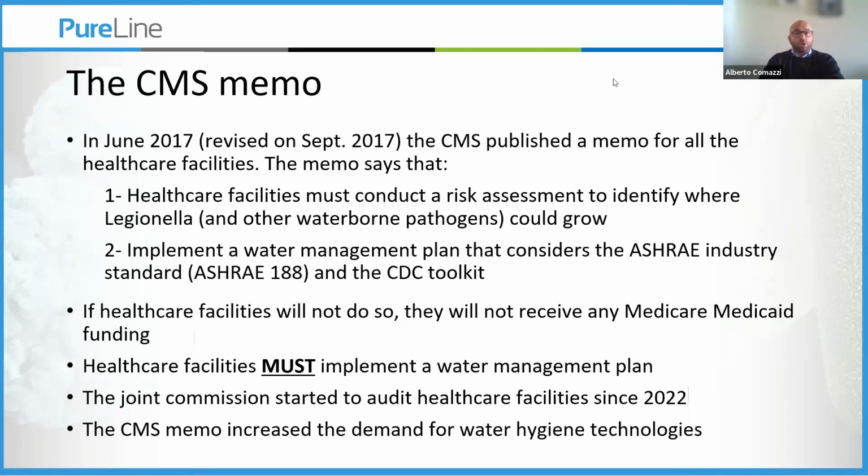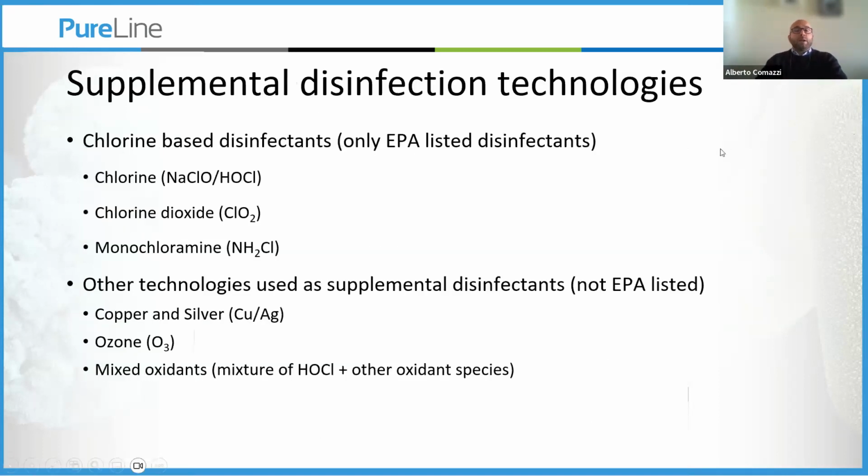And the Joint Commission started to actually audit healthcare facilities from the beginning of 2022. Because a facility can have a plan, but then the plan needs to be implemented in order to work. So because of these requirements, definitely the demand for supplemental disinfection technologies in buildings increased in the last 5 to 6 years. Typical supplemental disinfection technologies are chlorine-based disinfectants that are EPA listed disinfectants under the Safe Drinking Water Act, which are typically chlorine, chlorine dioxide, and monochloramine.